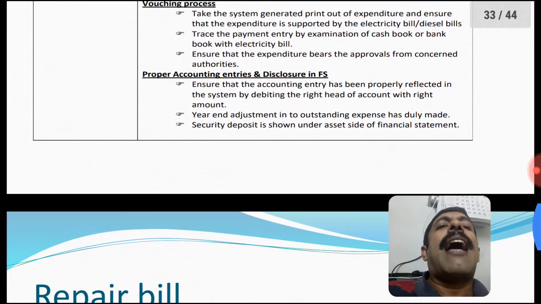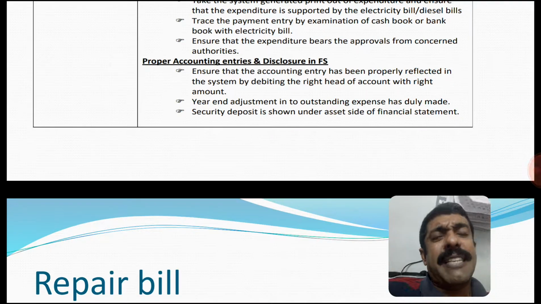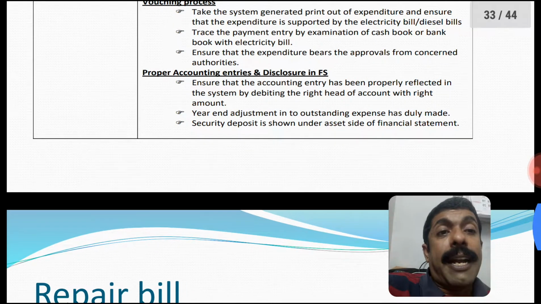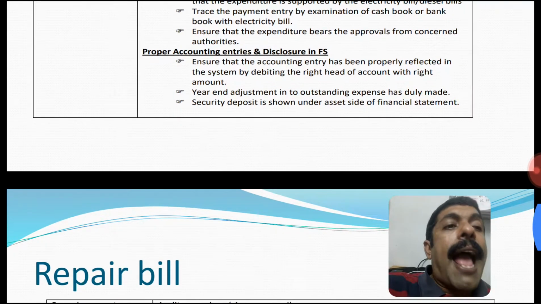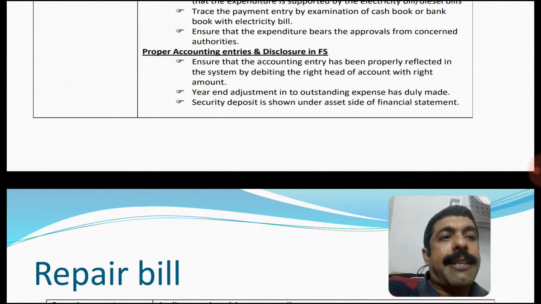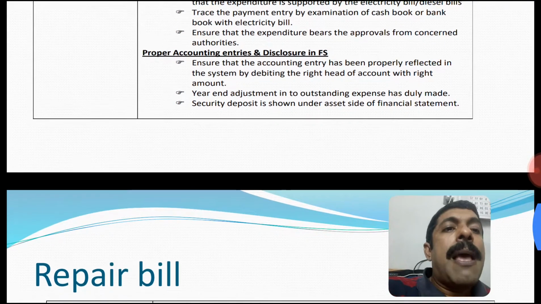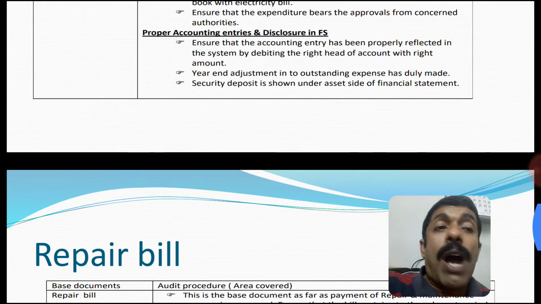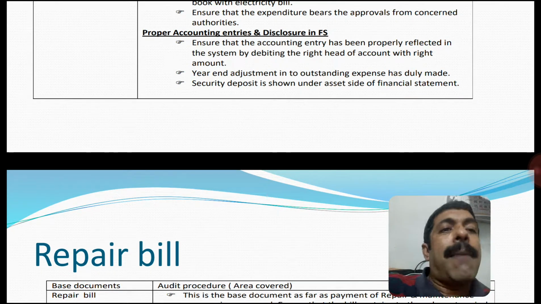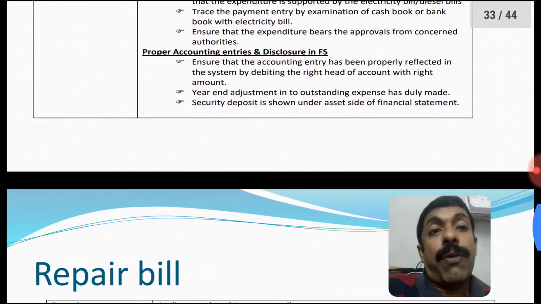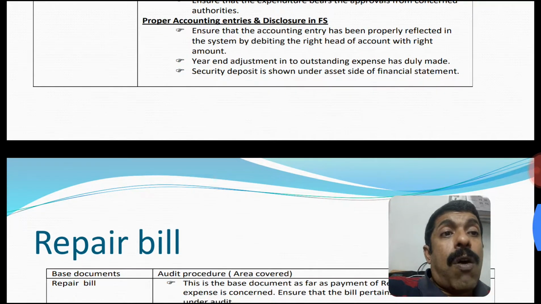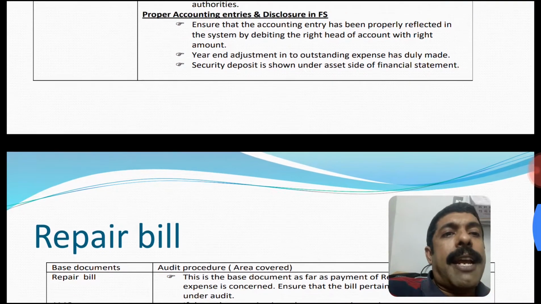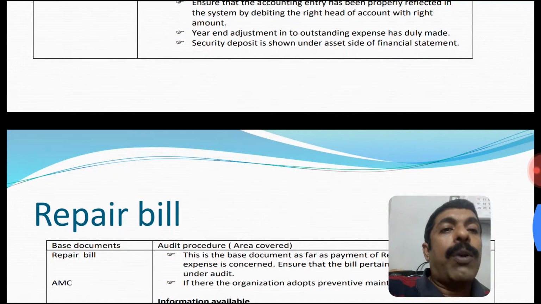Last is the accounting system: how the expenditure is accounted, whether it is accounted under the right accounting head. Ensure that the accounting entry has been properly passed and reflected in the system by debiting the right head of account with the right amount. That's the main point. You have to debit the right account name and the right amount. Year-end adjustment of the outstanding expense: if there is any year-end closure, any outstanding expenditure has to be duly accounted for.